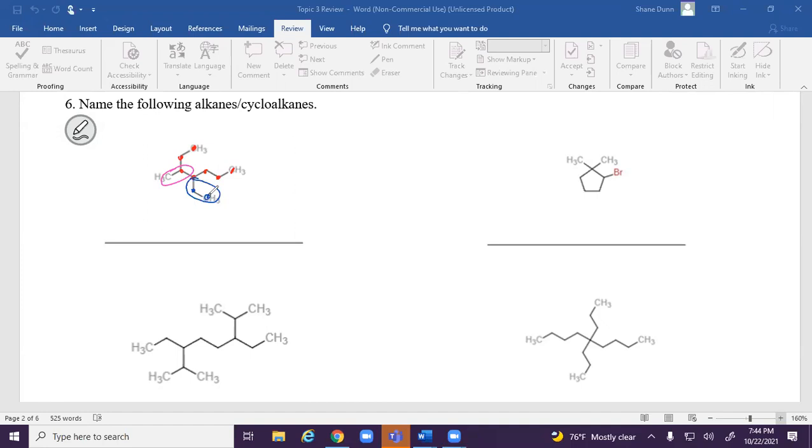1, 2. Nope, it's 2. So the name is what? 1, 2, 3. 3-ethyl. Yes, because E becomes 4-M, right? Okay. Wouldn't it be 4-ethyl? Oh, you're right, my bad. Yep, you're correct. It is 4. Miscounted. Oops, that's wrong. Sorry. 4-ethyl. 5-methyl. 1, 2, 3, 4, 5.